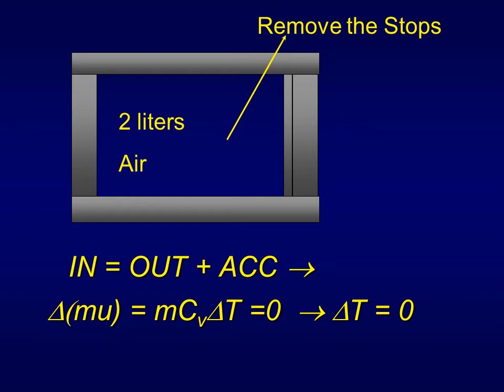So in equals out plus accumulated. There's nothing going in, nothing going out, because it's isolated, so the accumulated term, which is delta mu, change in storage of energy of the system, is 0. So m Cv delta T equals 0, or delta T is equal to 0 for this system. So the final temperature is the same as the initial temperature, 300 K.